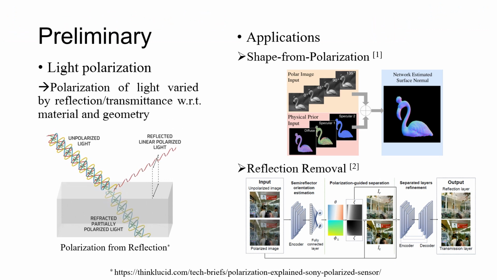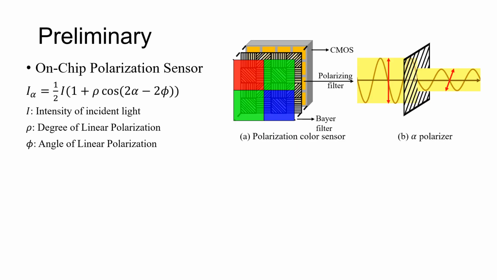The polarization of reflected light varies with object material and geometry. For this reason, polarization photography plays a crucial role in the fields of shape from polarization, reflection removal, and so on. Nowadays, we can capture a polarized color image within a single shot with the on-chip polarization sensor.